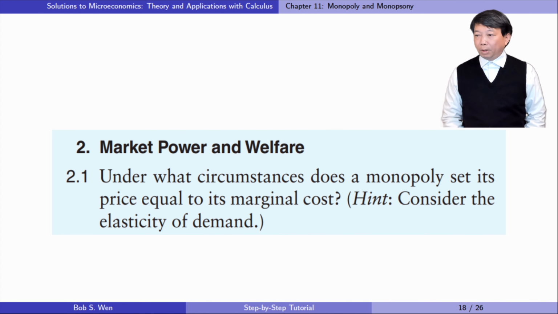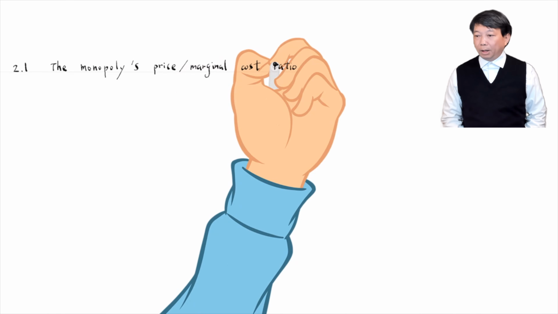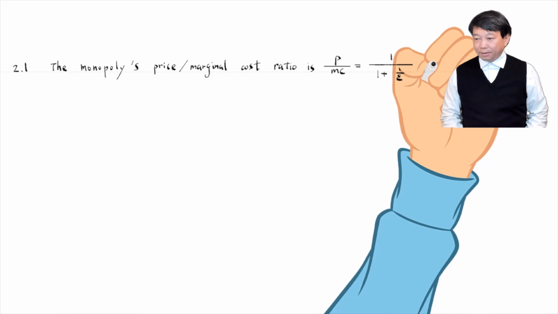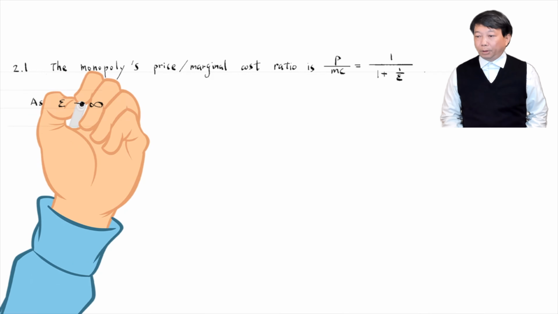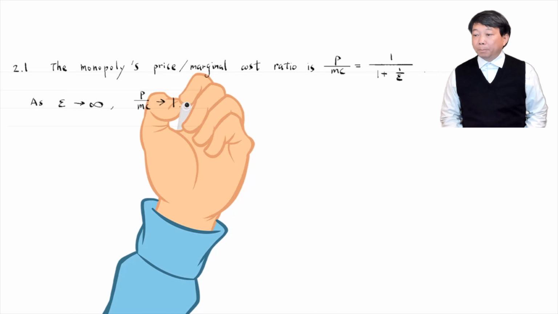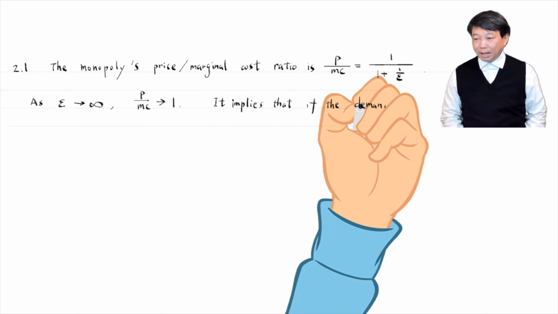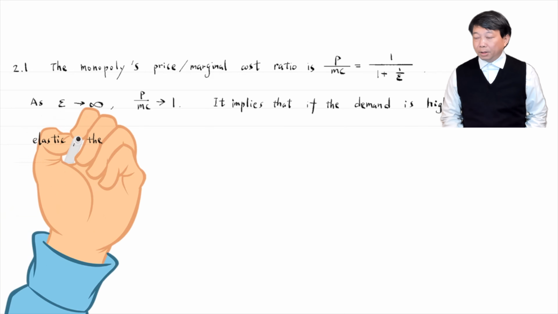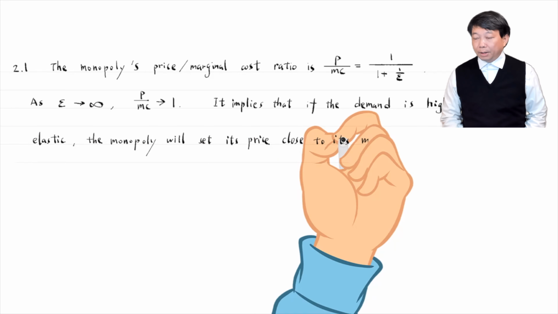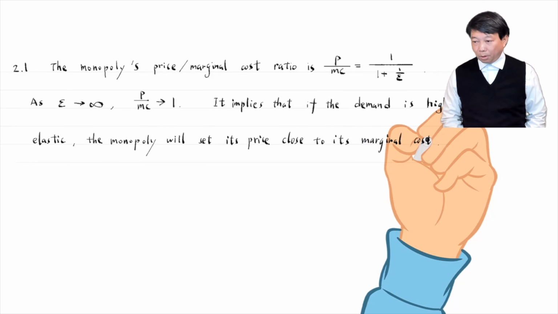Here's exercise 2.1. Under what circumstances does a monopoly set its price equal to its marginal cost? We use the monopoly's price-marginal cost ratio formula. As the elasticity of demand, epsilon, approaches infinity, the ratio approaches 1. It implies that if the demand is highly elastic, the monopoly will set its price very close to its marginal cost. The monopoly will behave like a competitive firm.